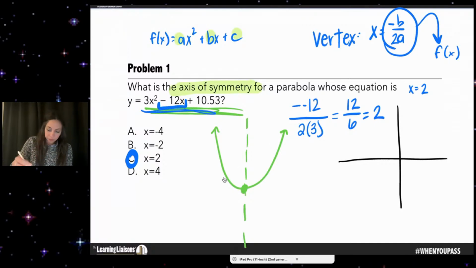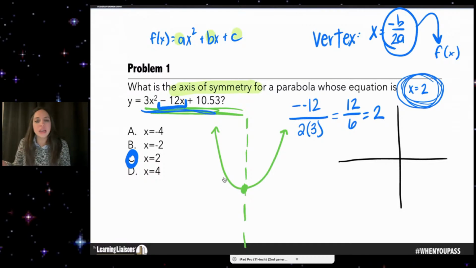So I almost plugged this value back in, but that would have done me nothing. It didn't ask me for the vertex. It asked me for the axis of symmetry. So we want to be careful that we know what the problem is asking for and we're not doing extra work. All right, let's go ahead and look at problem 2.